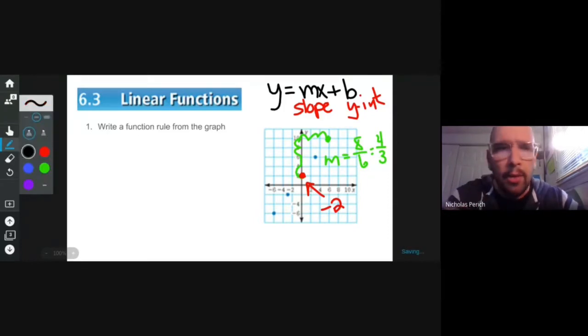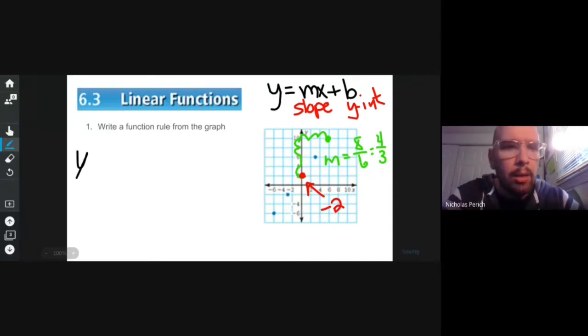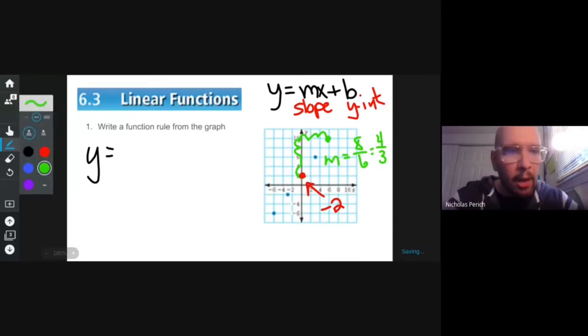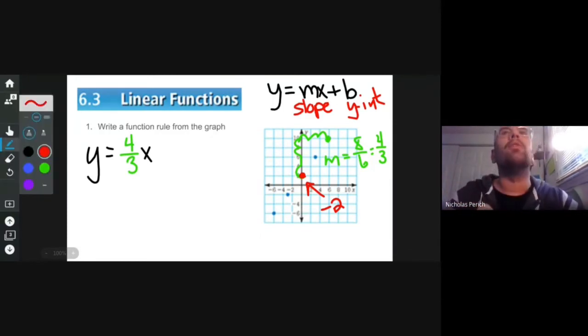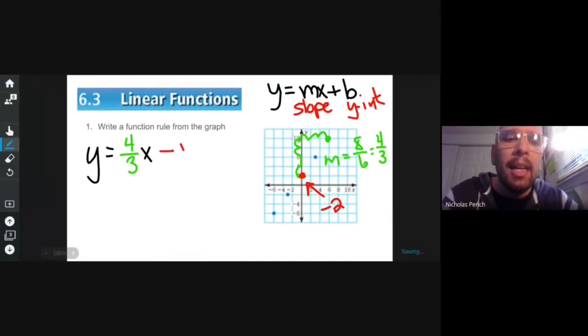So I'm going to write out the top equation. Y equals m. No. I just found out that m is 4 over 3. X plus b. X plus, no. I just found out that b is negative 2. So I'm not even going to put plus negative 2 because plus and negative is the same as minus.